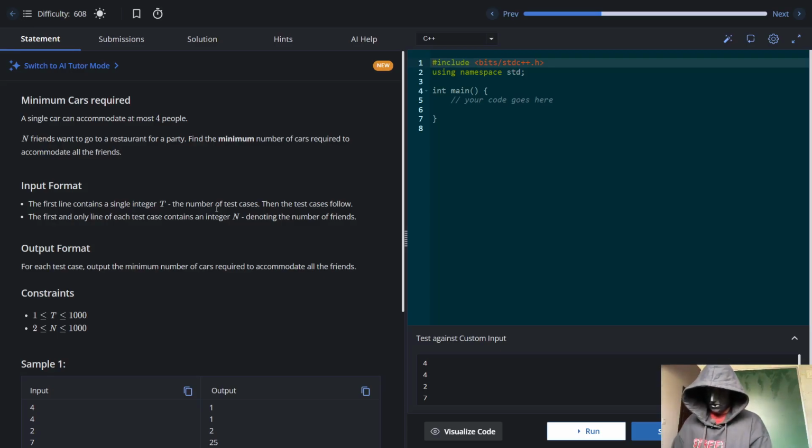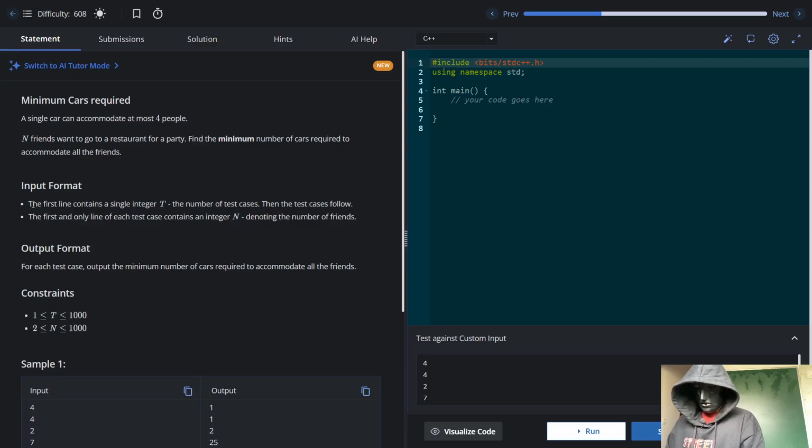In this video I'll be solving the 29th problem, which is minimum cars required. A single car can accommodate 4 people. Okay, that is a standard thing, until it is a Lamborghini or something like that, because it has only 2 seats. So here let's say a car can accommodate 4 people and friends want to go to a restaurant for a party. Find the minimum number of cars required to accommodate all the friends.